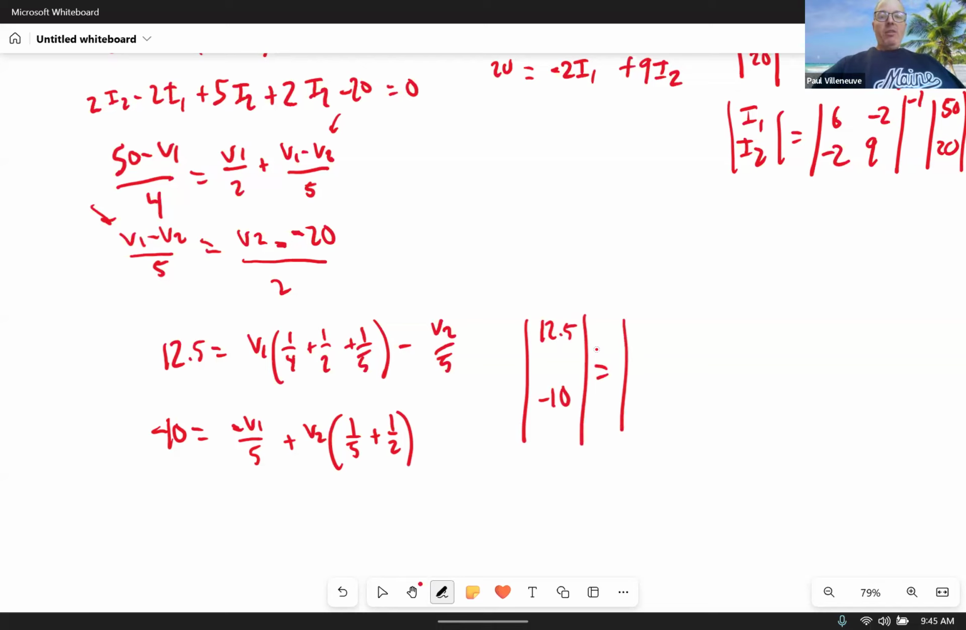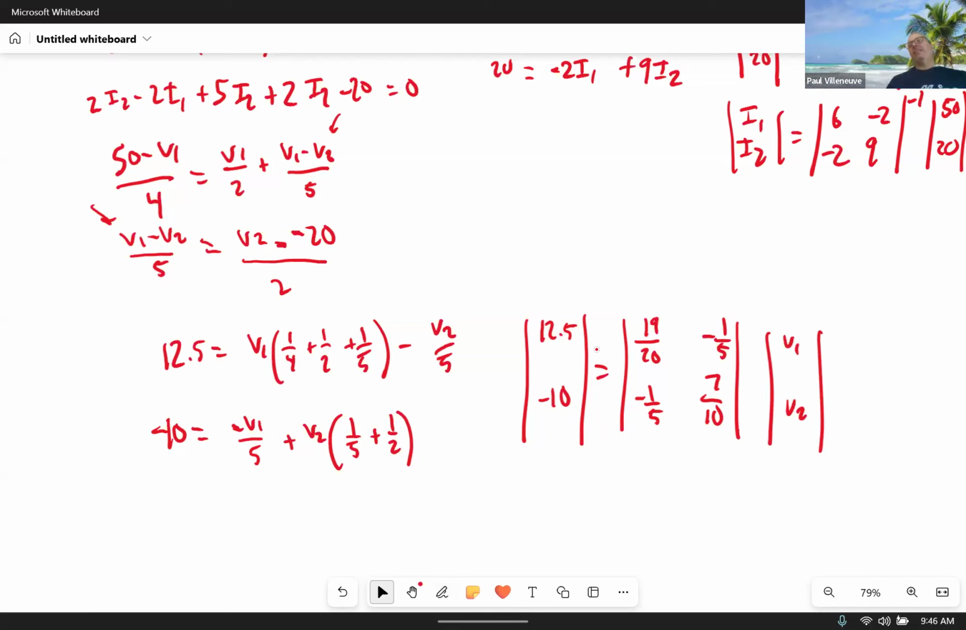So entering those into my matrices, I have 12.5 and negative 10. That's going to equal, I guess I could do common denominator. So let's see. So that's 5, 10, 15. So I think that's 19 over 20, if I did that correctly. Minus 1/5, minus 1/5. And this is 7 over 10, times V1 and V2. Okay. Everybody see that?